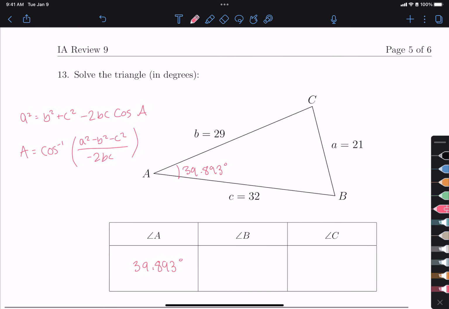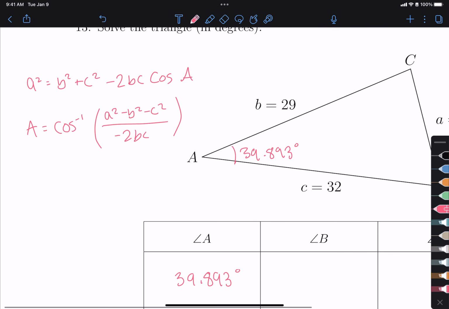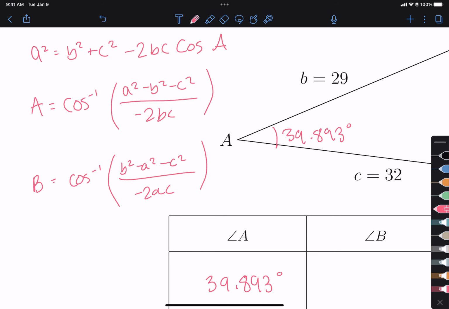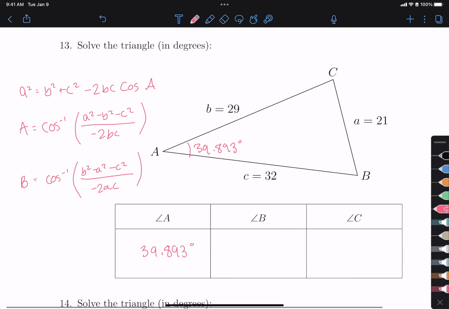Okay, so now I'm going to solve for angle B. Instead of using the law of cosines again, you can totally do that. Let's actually do it both ways. So we can have B equal to the inverse cosine of b squared minus a squared minus c squared divided by negative 2ac. So that's going to give us 29 squared minus 21 squared minus 32 squared, and then we're going to divide that result by negative 2 times 21 times 32. We're going to get 62.336 degrees.